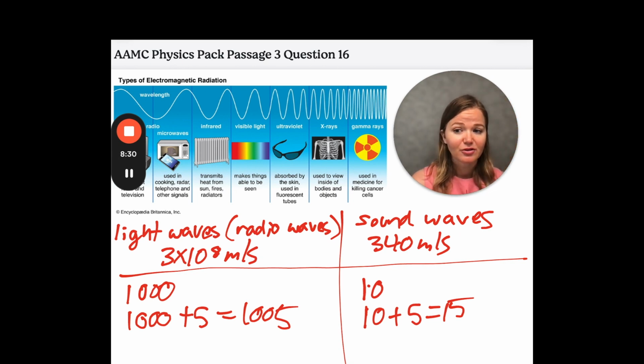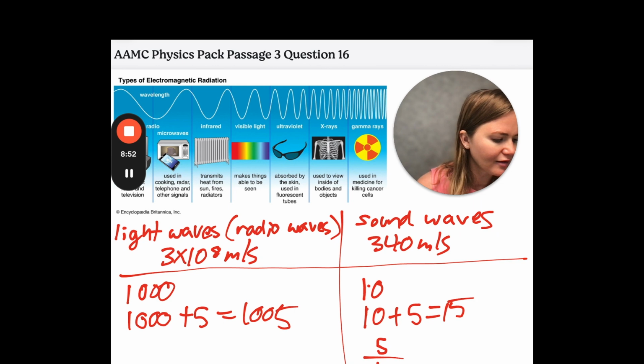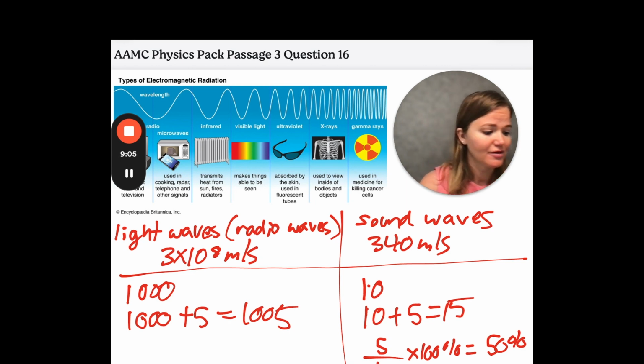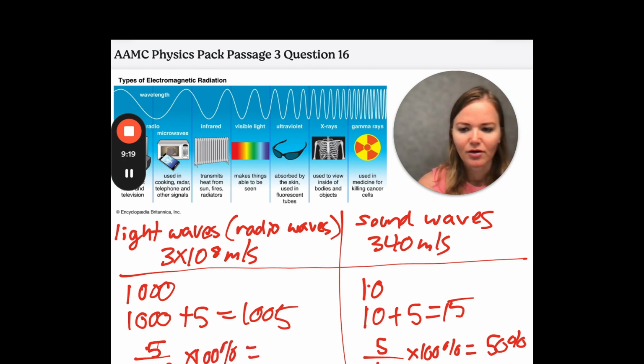But if we do percentage increase, you look at your increase, so what the change was, divided by your original value, and then times 100%. With the slower sound waves, the increase was 5, but my original value was 10, so that's a half, right? And if I times that by 100%, I'm going to get a 50% increase. But now if I take those faster light waves that had that bigger original number that we only added the 5 to, if I take my change, which is 5, and divide that by my original number, which was 1,000, and then times that by 100%, what am I going to get? I'm going to get an increase of 0.5%.